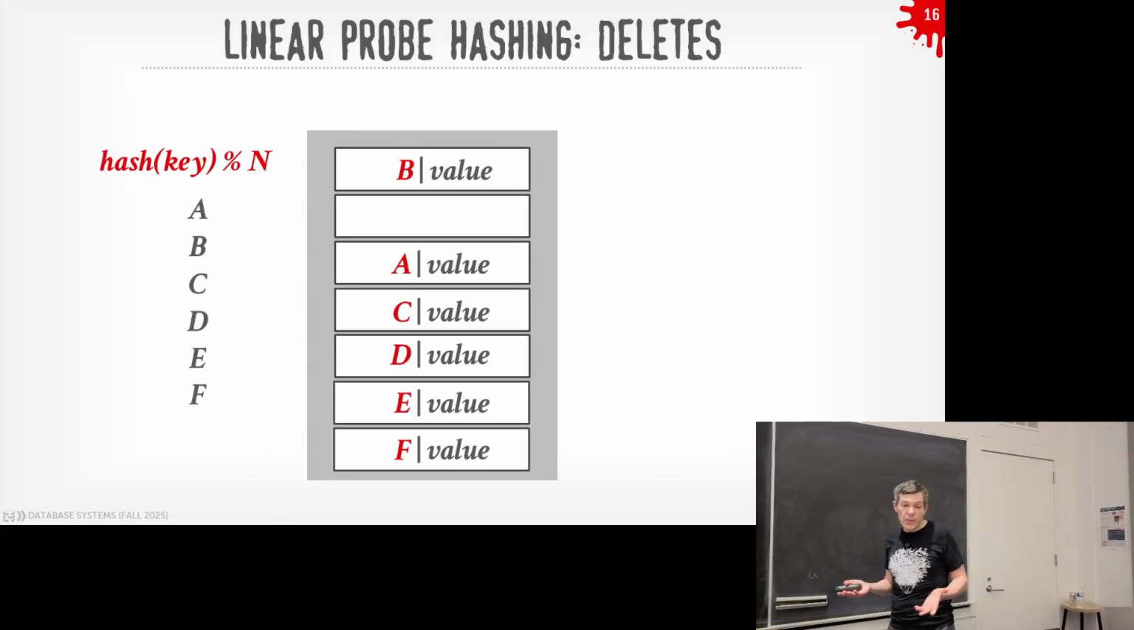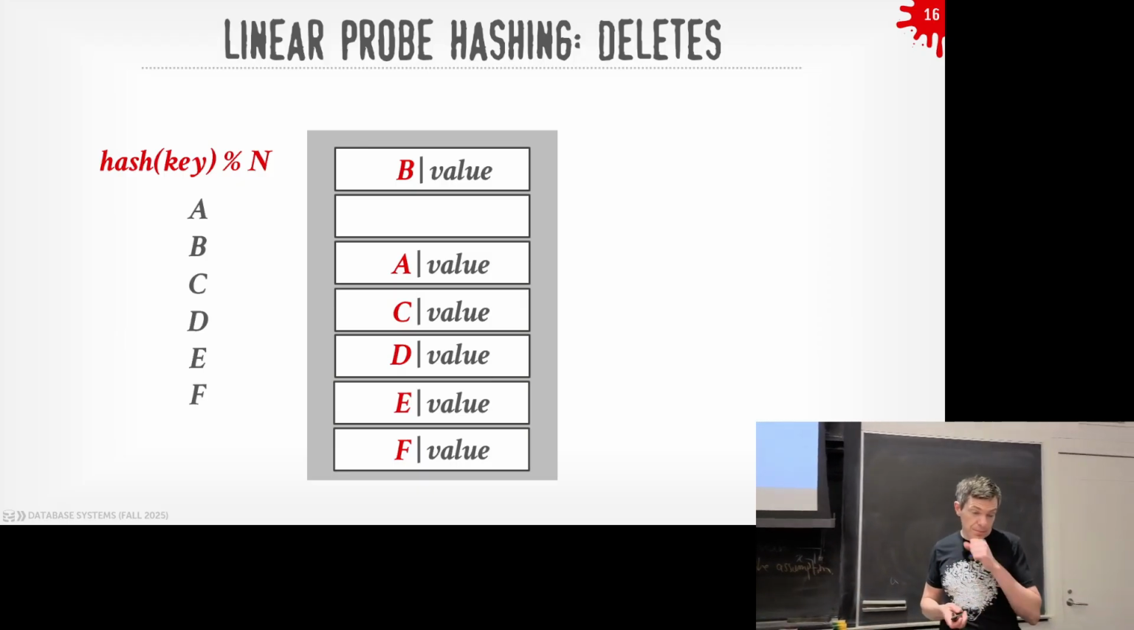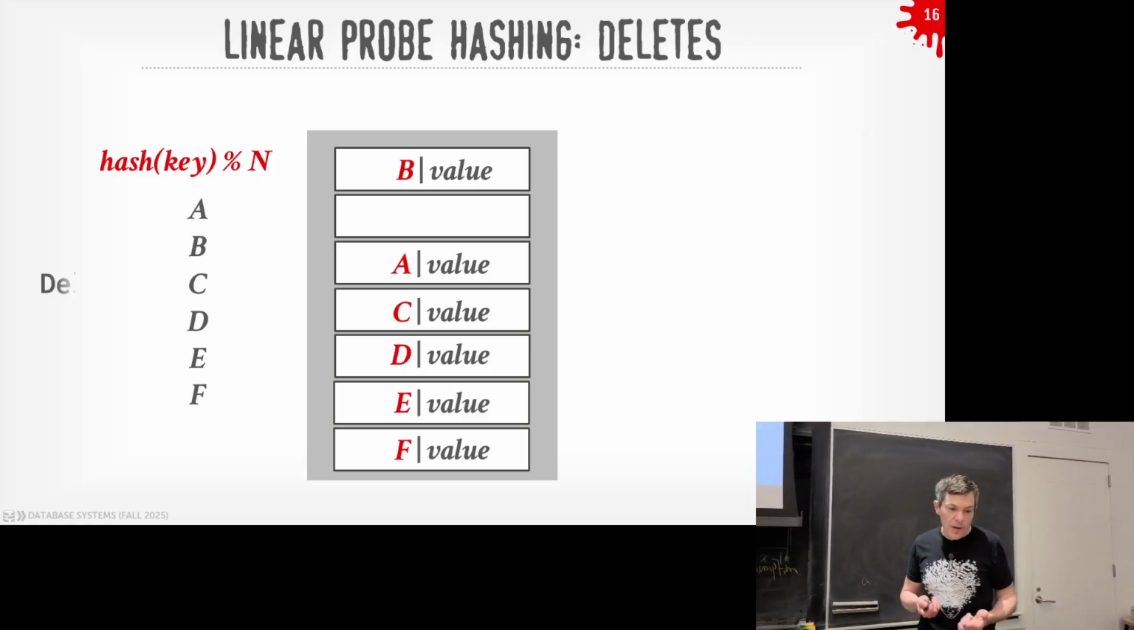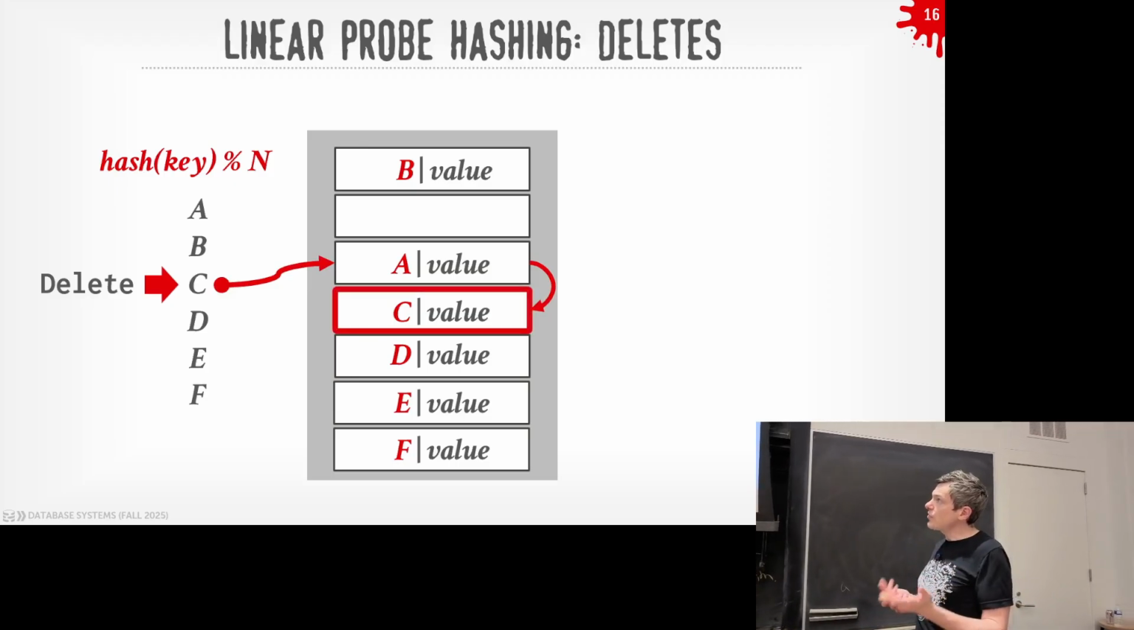Not all the hash tables in our systems will care about deletes, but if they're table indexes, you do. So how are we going to handle that? Say I want to delete key C. I do my hash, I mod it, and I land where A is. A is not the key I'm looking for, so I jump down to C. Here's C. I want to delete it, and I can just remove it.